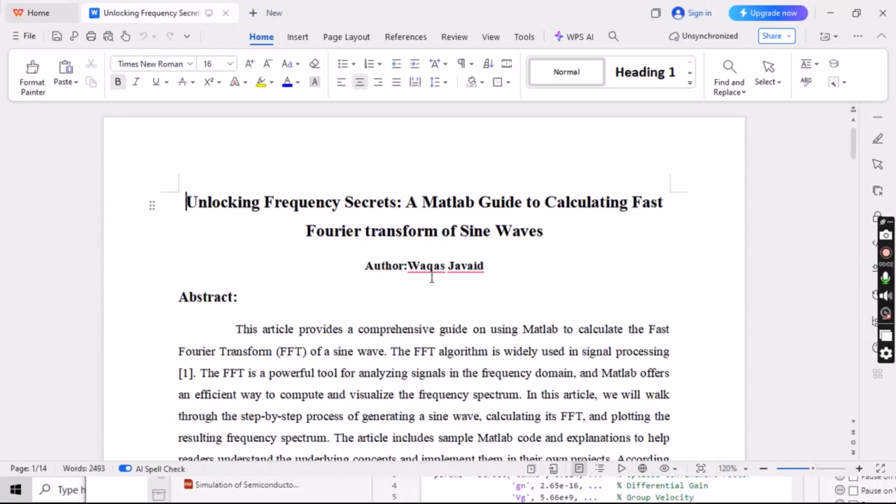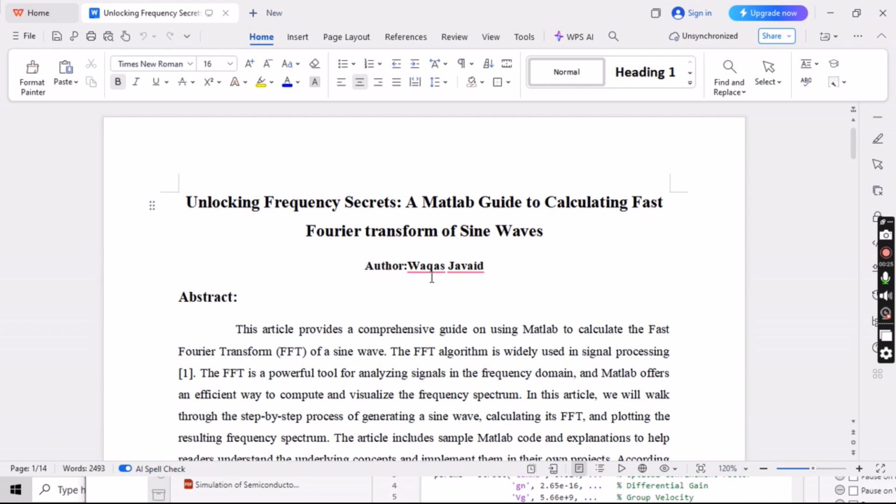So this project is related to unlocking frequency secrets, a Matlab guide to calculating a fast Fourier transform of sine waves basically. So basically we have just calculated the FFT of a sine wave algorithm, which is used in signal processing.